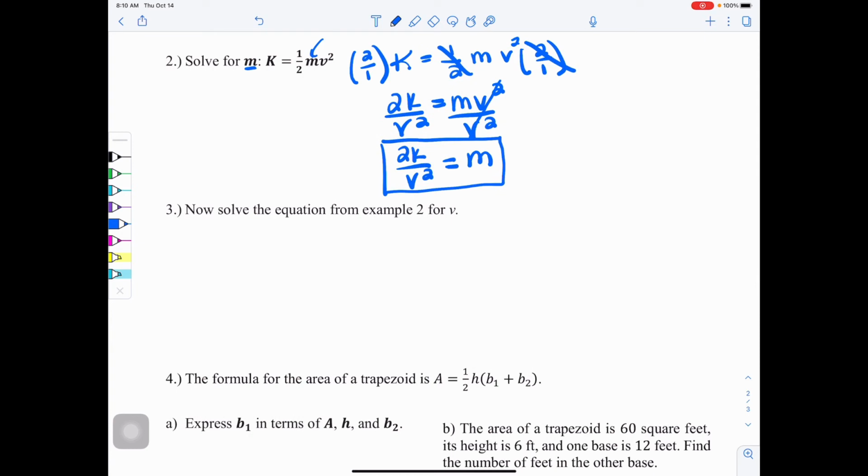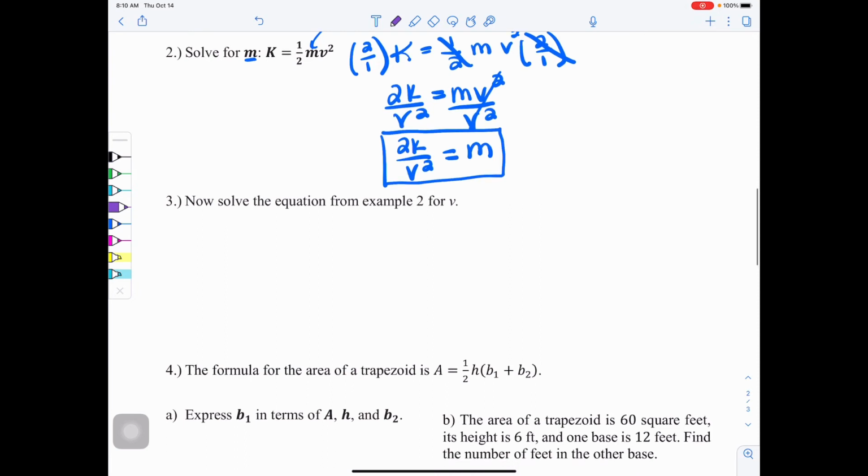Okay, let's take a look at example 3. Now solve the equation from example 2. So same equation, so I'm going to rewrite it. K equals 1/2 mv squared. We're going to solve the same equation, but now they want us to solve for v instead. So let's see how the steps change because I'm trying to now get v by itself. I want to start the same way because either way, I still don't want 1/2 there. So I'm still going to multiply by the reciprocal, which allows me to eliminate 1/2 from that side of the equation. And I end up with 2k equals mv squared.